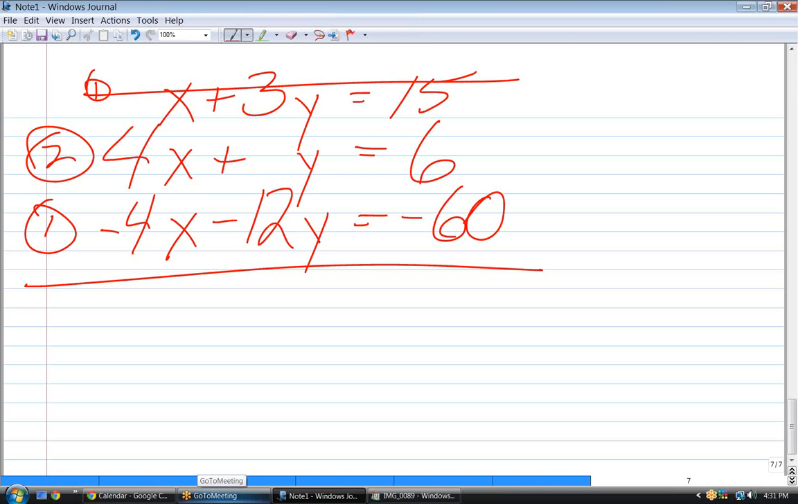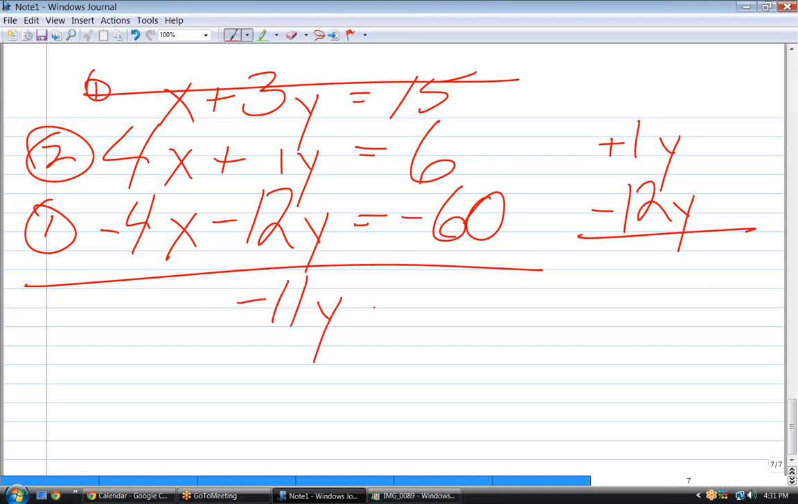You get 0 plus -12y equals -6. Okay, hold on. You make a very common mistake that people make. And that is when they see a y, they forget that there's a 1 in front of that. That's 1y. So if I'm adding 1y and -12y, what do I get? -11y. Okay. Add the numbers. You get -54.